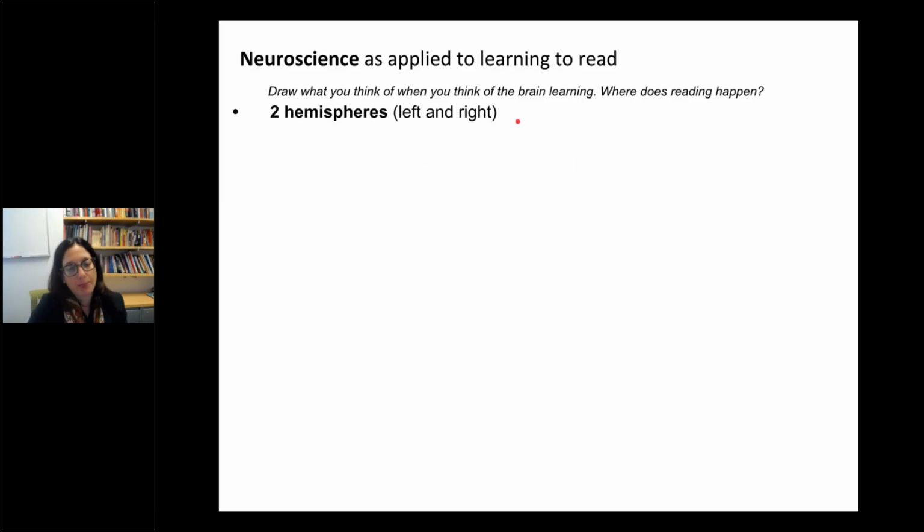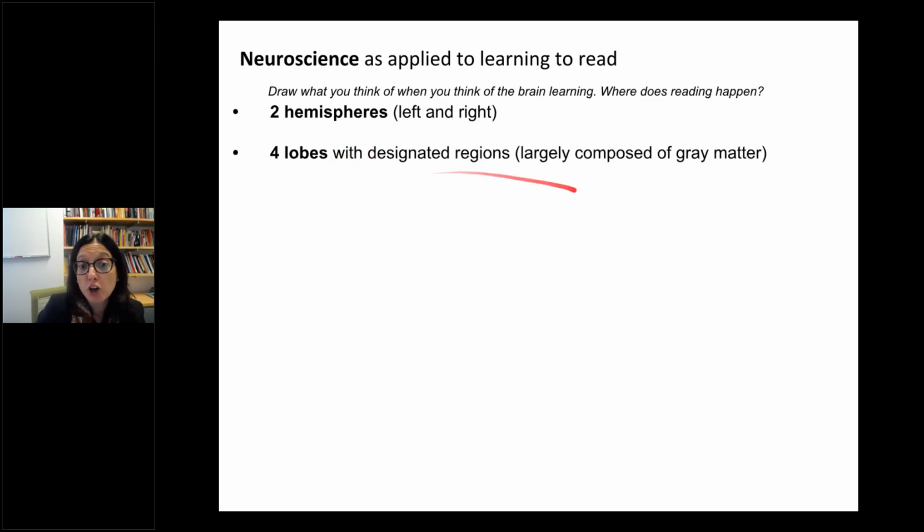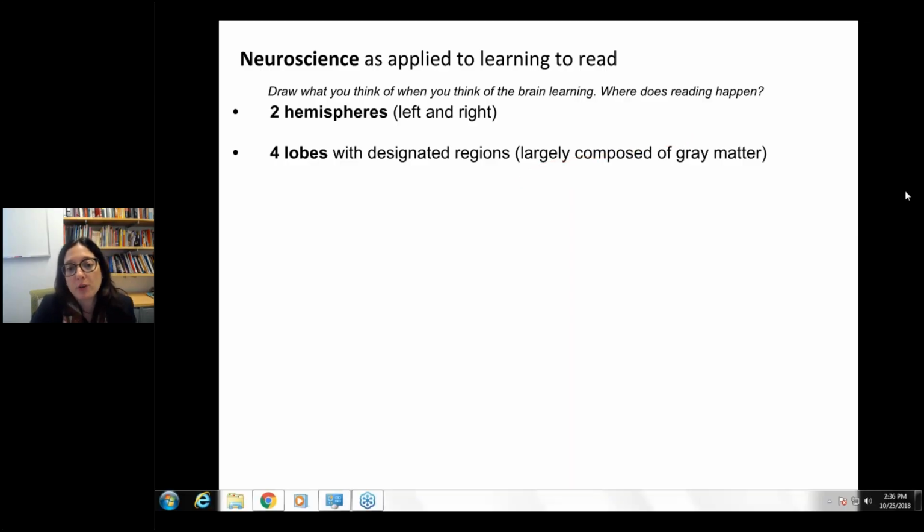And I'm going to just give like a 10-second overview of the brain. And I'm sure a lot of people know this, but just to get everyone on the same page, when we think of the brain, and maybe in your little drawing you drew this, we have 2 hemispheres. We have the left hemisphere and the right hemisphere. And we have 4 lobes with designated regions in those lobes. And our lobes are composed largely of gray matter. So that's sort of the layout, the overall landscape of the brain.